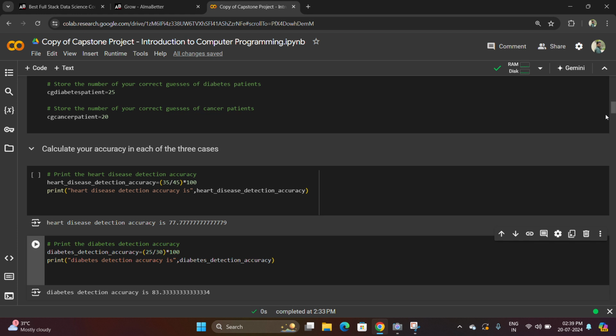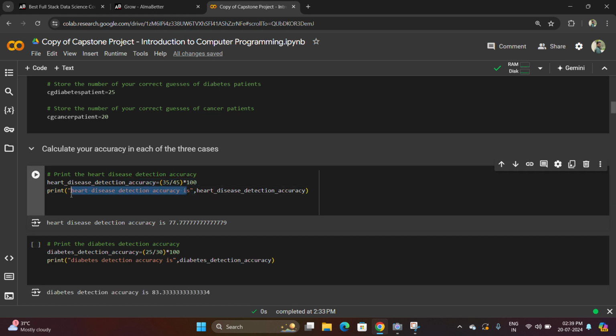Now printing the heart disease detection accuracy. Heart disease detection accuracy is how many they have detected, that is 35, divided by the total number of heart disease patients, that is 45, into 100. Then we print it using the print method, with the text 'heart disease detection accuracy is', and after a comma we give the variable whose value is stored in heart disease detection accuracy. So we are printing it and we get 77.77.